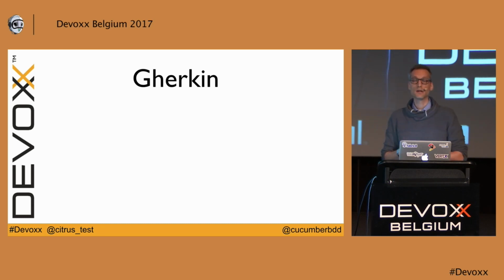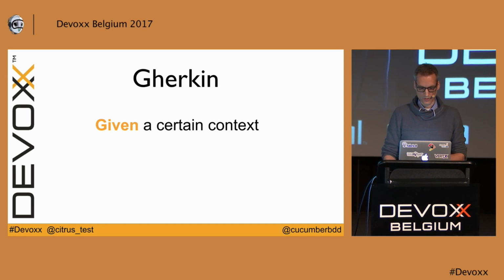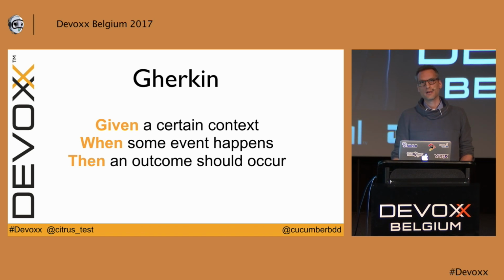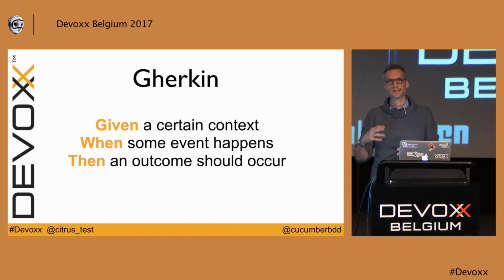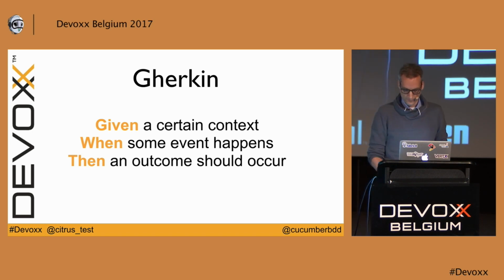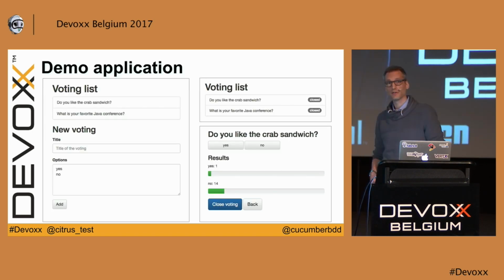So in behavior-driven development, we have this specification language, and this language gives us some keywords in order to explain our thoughts, in order to write down our features in a good way. And these keywords are given a certain context. When some event happens, then an outcome should occur. And this given-when-then structure has been proven to be very effective when it comes to writing down your features and what your context is, what the event is, and what the outcome is. And everybody should understand that. So I also give a concrete example.